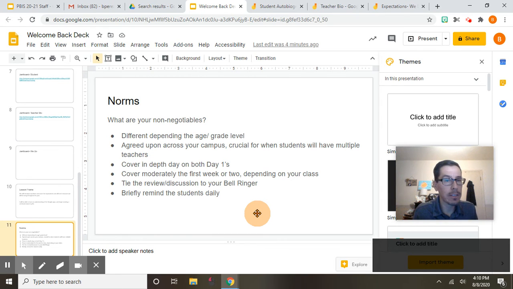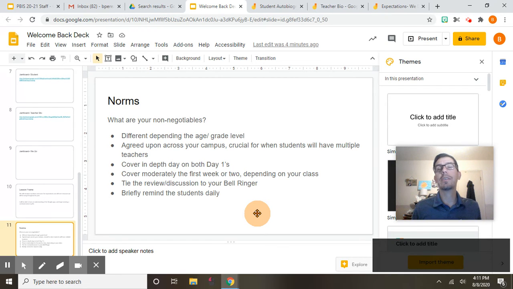It will be different depending on the age and grade level that you're serving, obviously, because again, there's a difference in what kind of instruction we do in synchronous or asynchronous. Our pre-K through second grade is going to be asynchronous, so it's going to be a little bit different than what our non-negotiables and expectations would be for third grade on up that is doing synchronous instruction. Again, agreed upon across your campus.